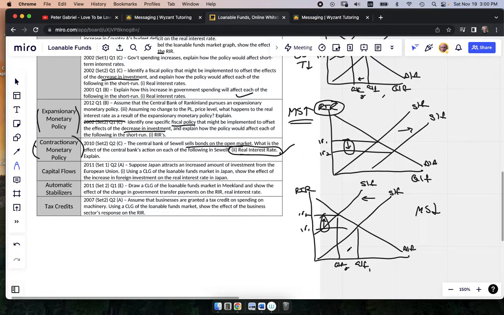It just has to be readable. Maybe not like mine. All right.